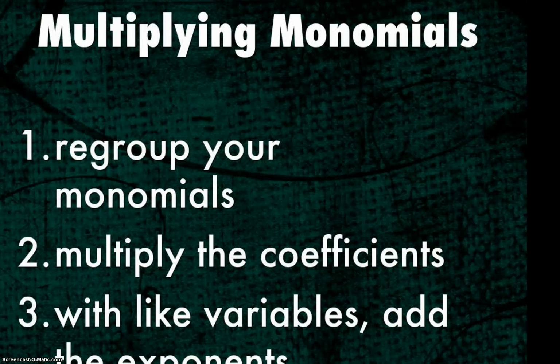So when you multiply monomials, you need to know that you can regroup your monomials. You can split them apart and rearrange them in any order you'd like because it's all multiplication and you can multiply in any order. Just for proof here, 3 times x is the same as x times 3 because in the end you get 3x.